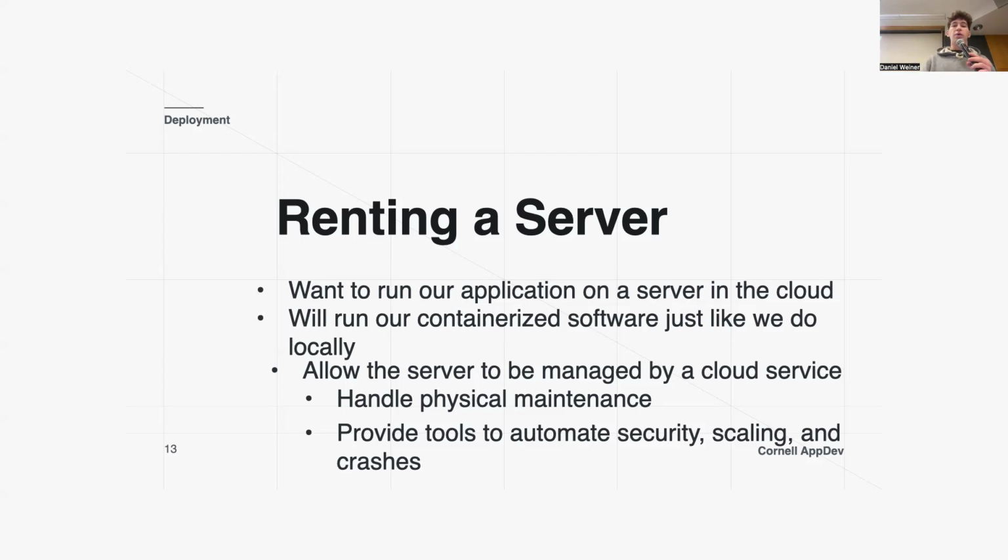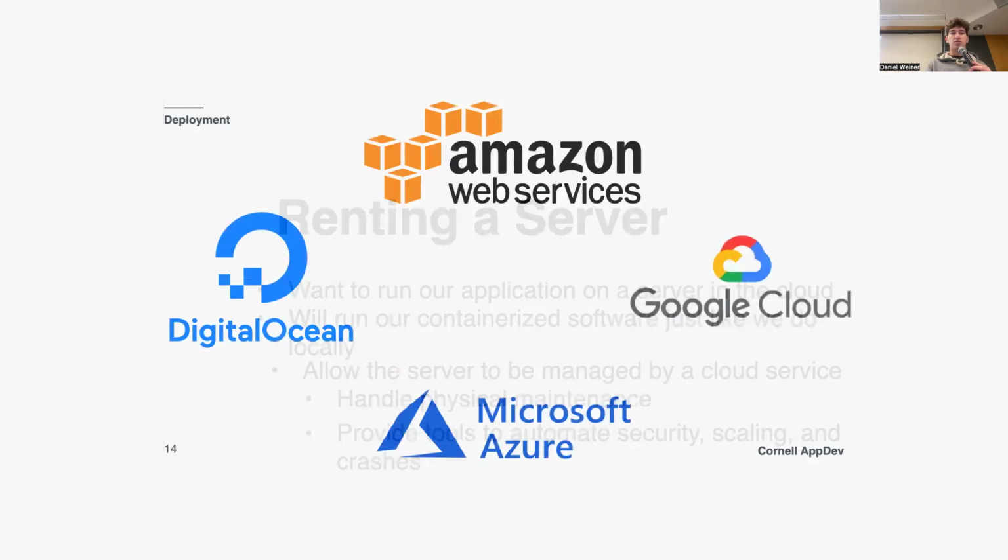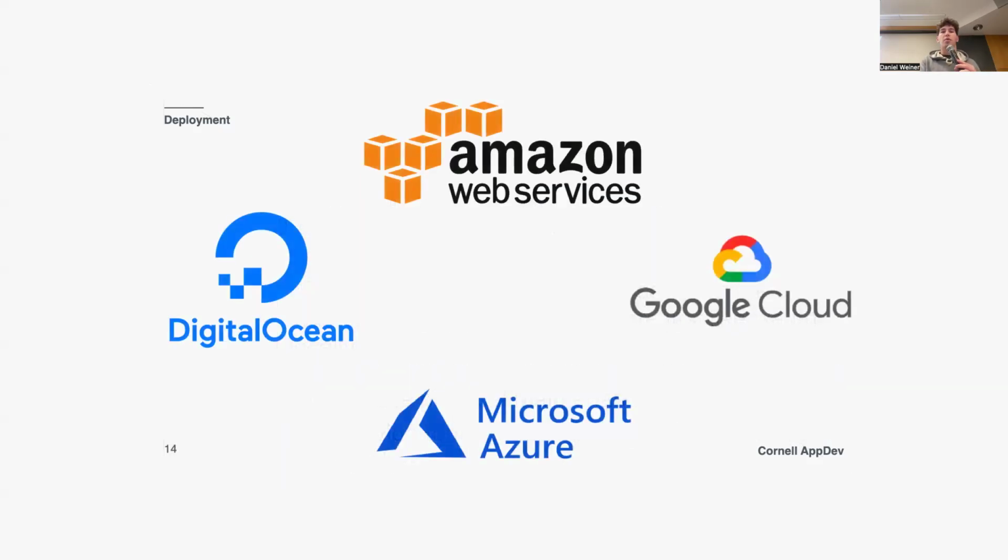And when we allow the server to be managed by a cloud service, it makes it so that they can now handle the physical maintenance of it. And the cloud often provides tools to automate security, scaling, crashes, etc. So when we actually rent a server, these are some examples. You have Amazon Web Services, DigitalOcean, Google Cloud, Microsoft Azure. There are some more, but these are like the four main ones. We'll actually be using Google Cloud for PA6 shortly. But DigitalOcean is also very common. And these are just some examples. I believe DigitalOcean is one of the few that has a free version if you would like to try it just for your own personal project, but all of these function and work well.